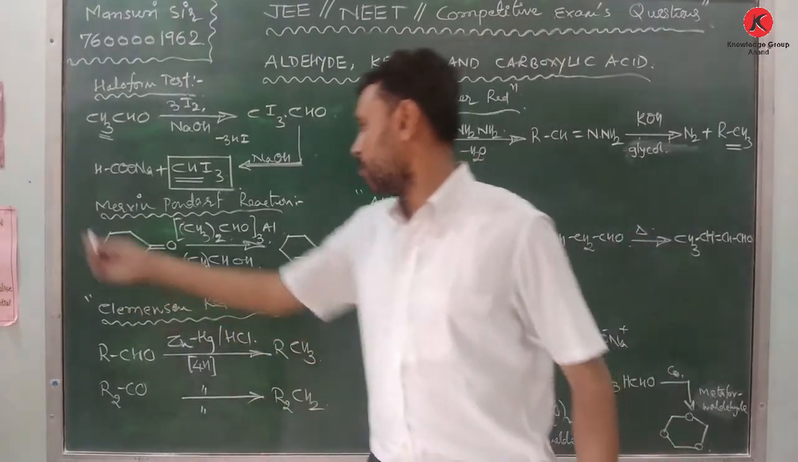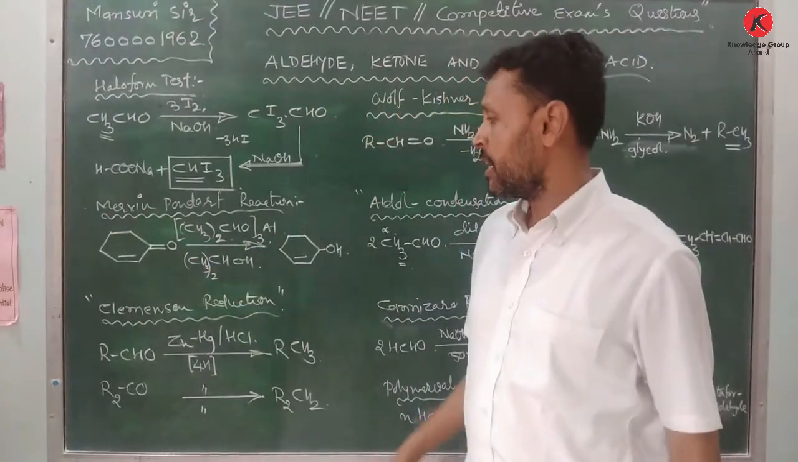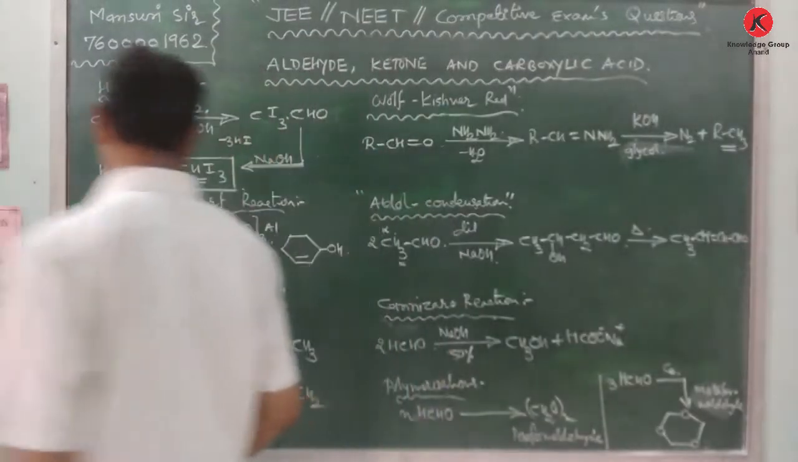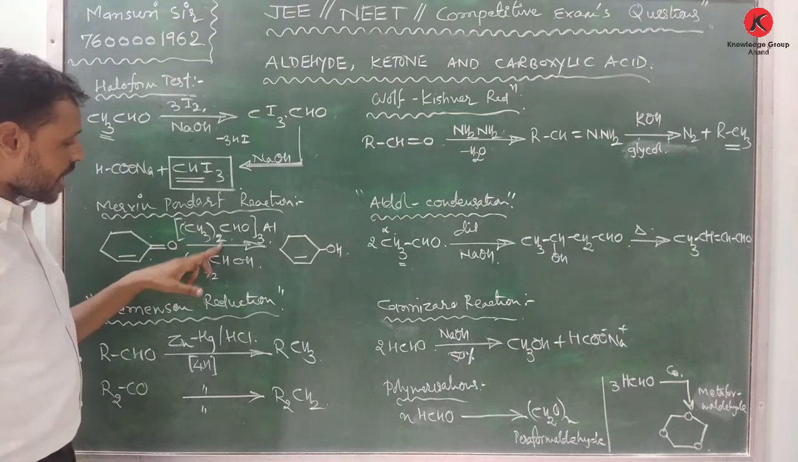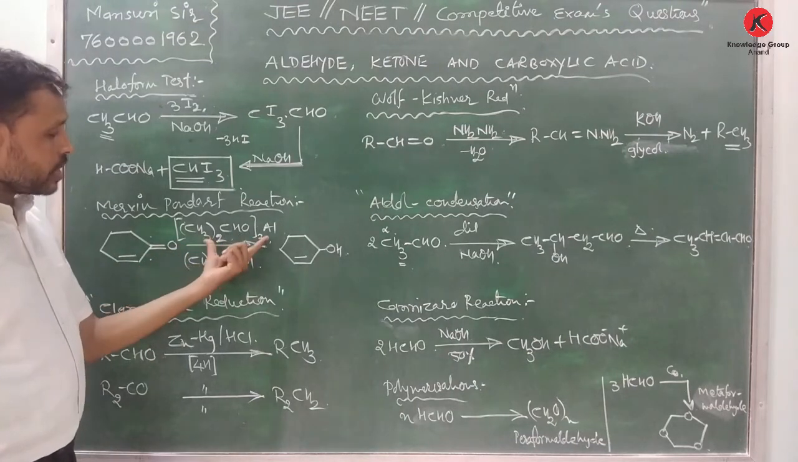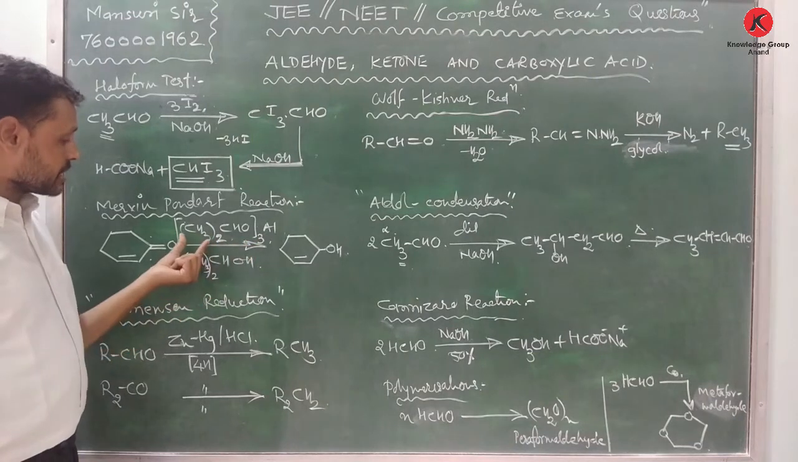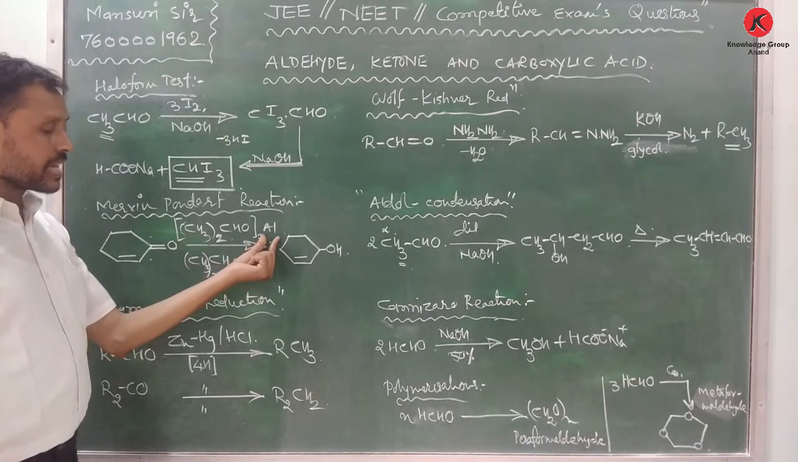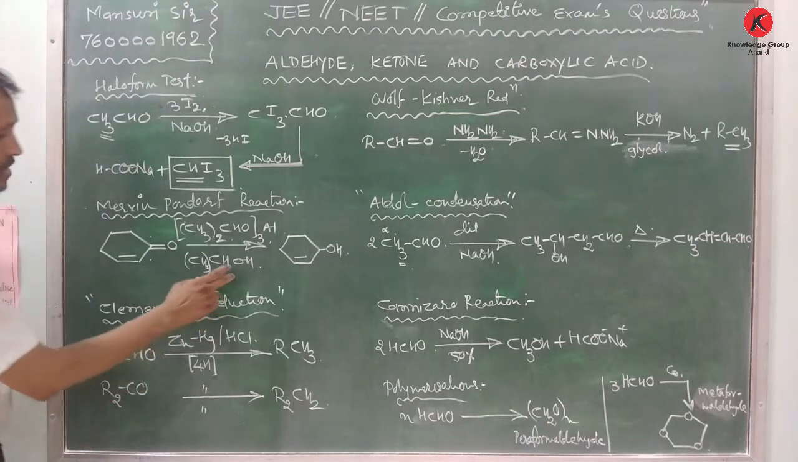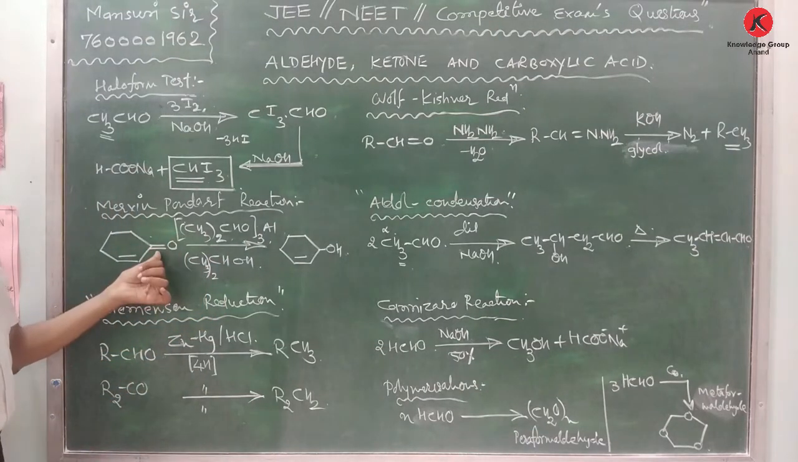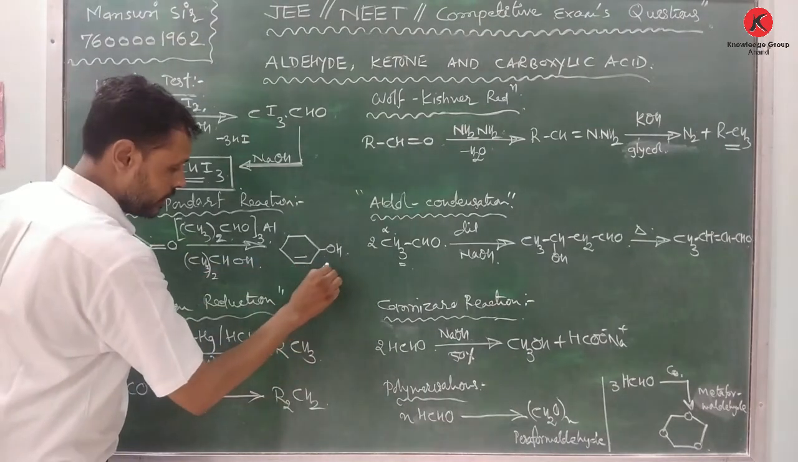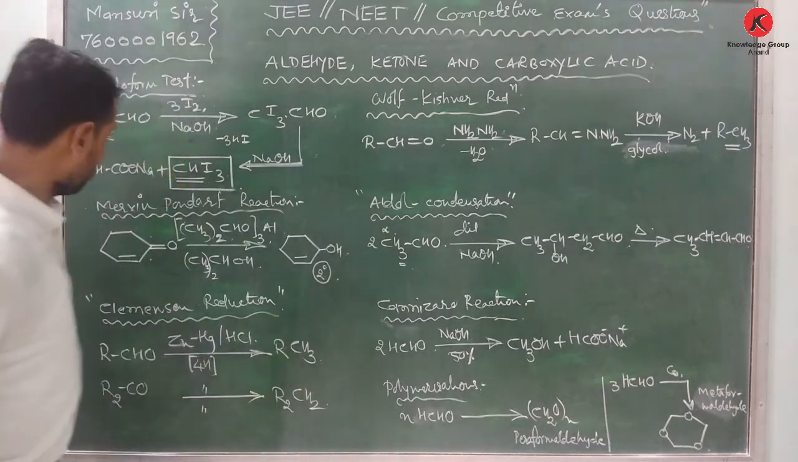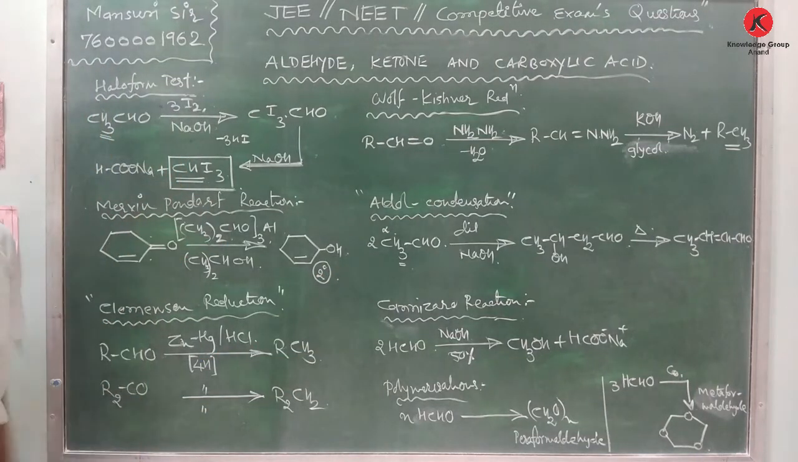Okay. Thereafter, Meerwein-Ponndorf-Verley reaction. In this reaction, when you are given ketone, when ketone reacts with (CH3)2CHO thrice aluminium, in presence of isopropyl alcohol, then ketone is converted into 2-degree alcohol. This is 2-degree alcohol. So by Meerwein-Ponndorf-Verley reaction, we can get secondary alcohol.